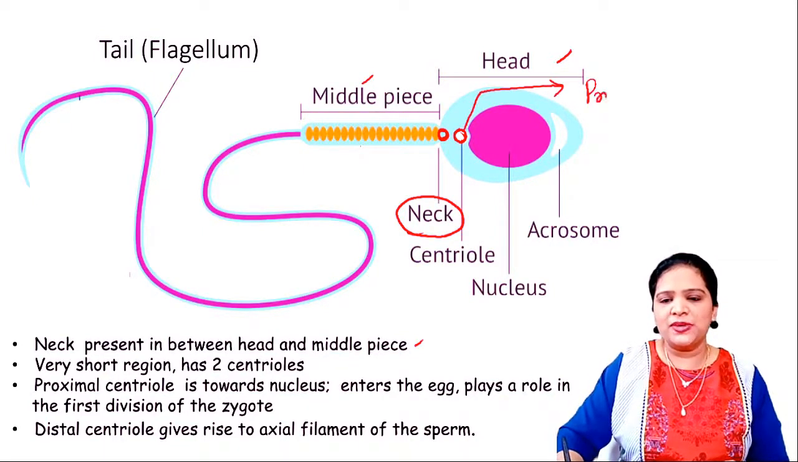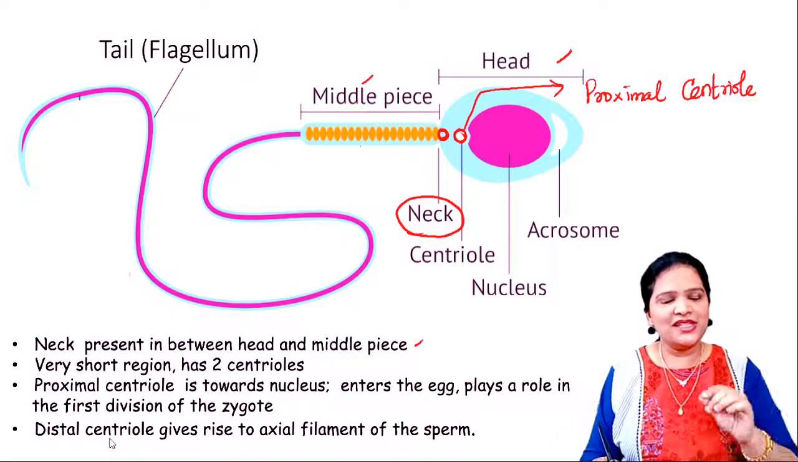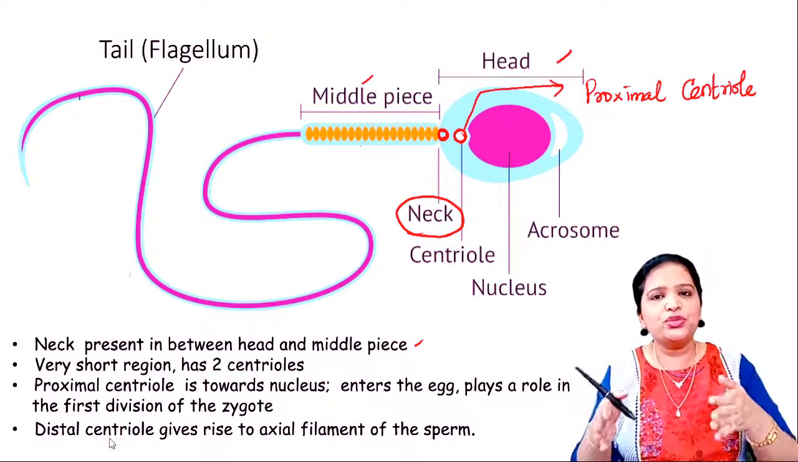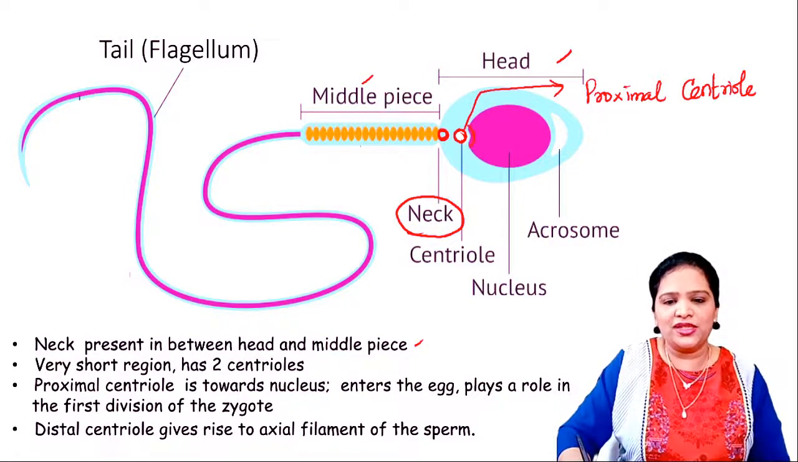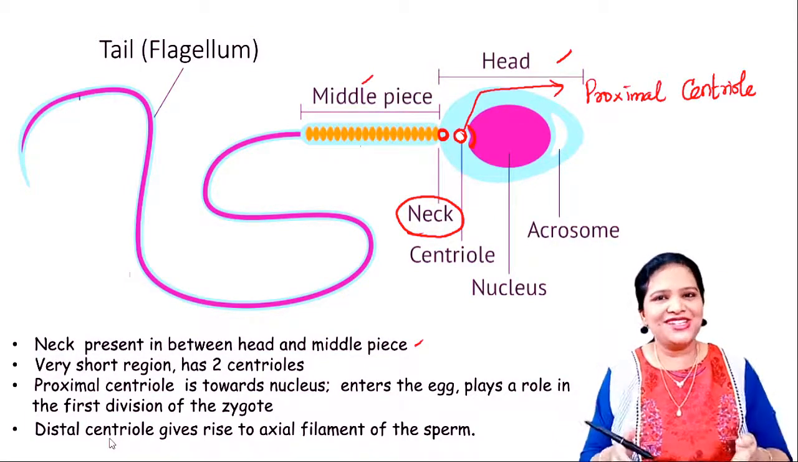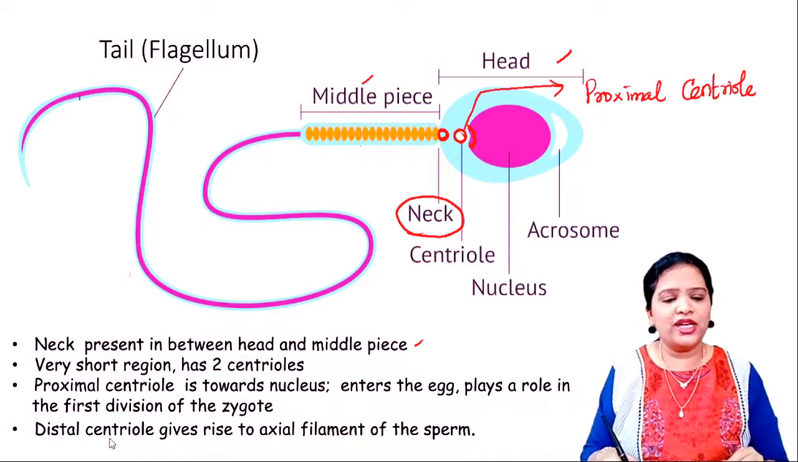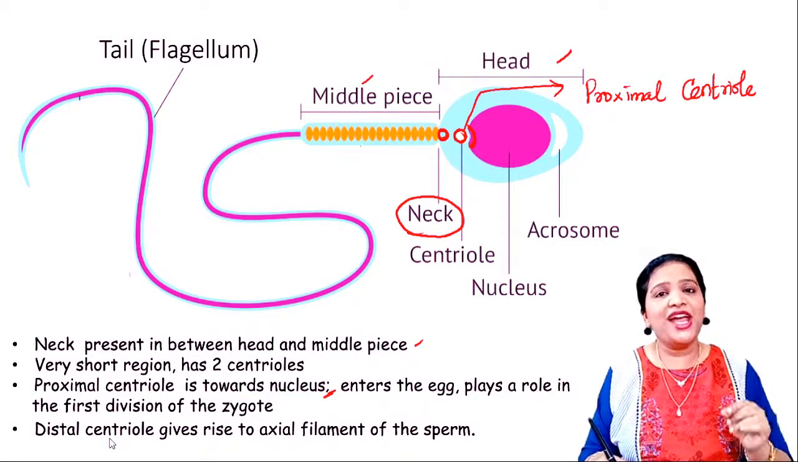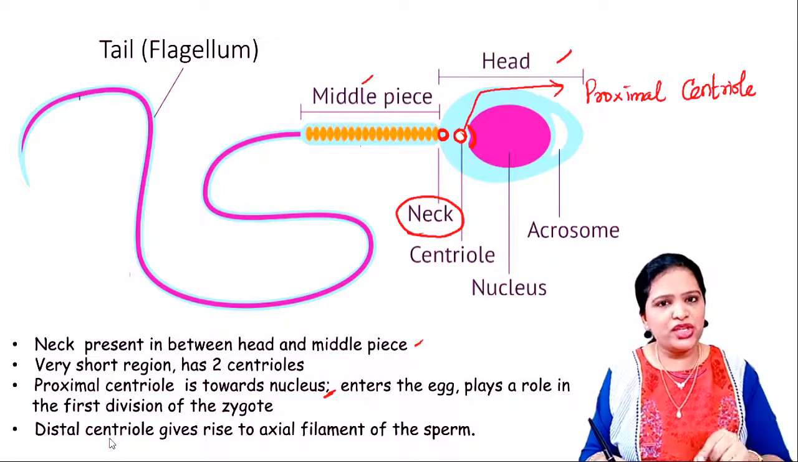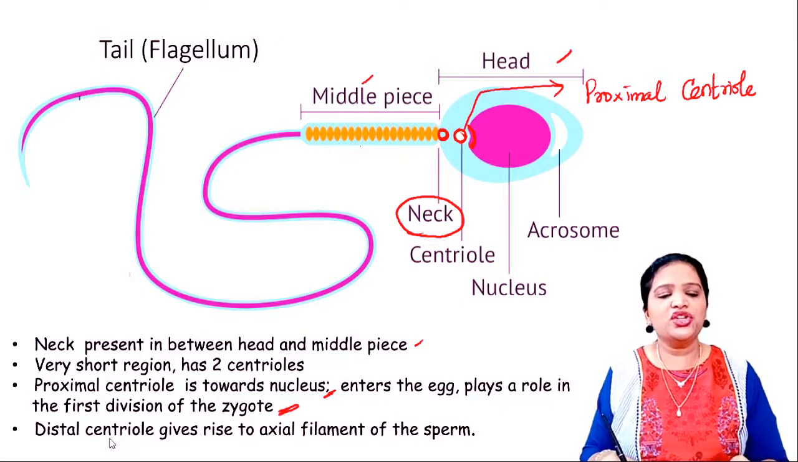So which is present in the front side? Proximal centriole. So proximal centriole is present towards the nucleus. Look here, this is nucleus, right? So it is present towards the nucleus. That is called proximal centriole. Okay. What is the function of proximal centriole? This is very important, guys. The proximal centriole enters the egg and plays a major role in the first division of the zygote. This is very, very important.